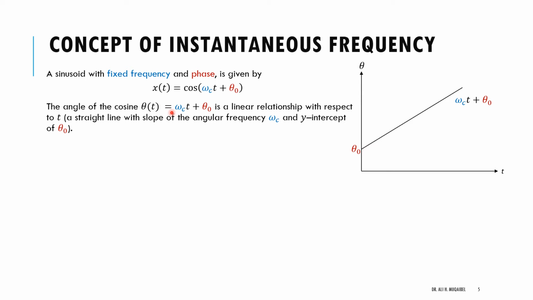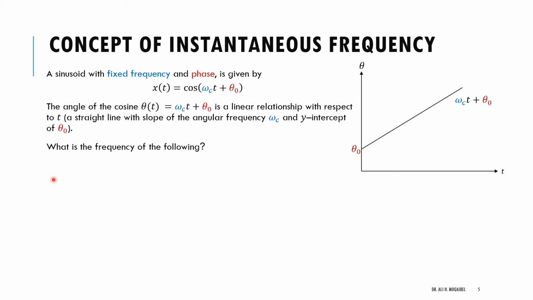Now, if the frequency is fixed, the relation would be linear. It's just like a straight line. The diagram shows here the sketch of the angle versus time. It looks like a straight line, and the slope is the frequency. The y-intercept is the initial phase. That's in the case of fixed frequency.